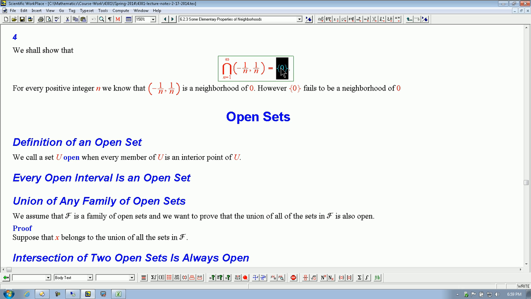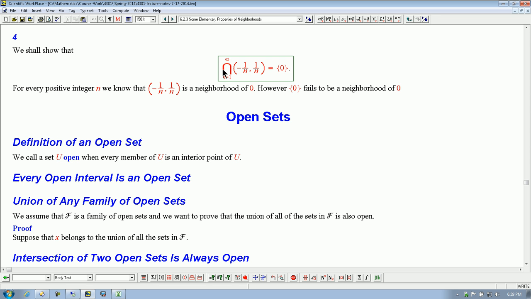Is this a neighborhood of 0? The answer is no. There's not a chance. If you take a positive number delta and you go from 0 minus delta to 0 plus delta, you're picking up lots and lots of numbers other than 0, right? Singleton 0 is not a neighborhood of 0.